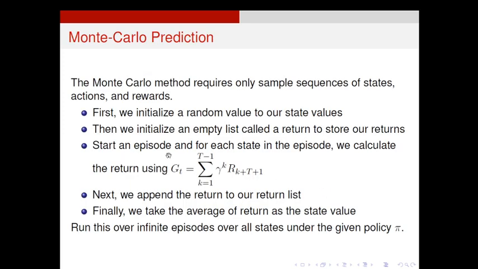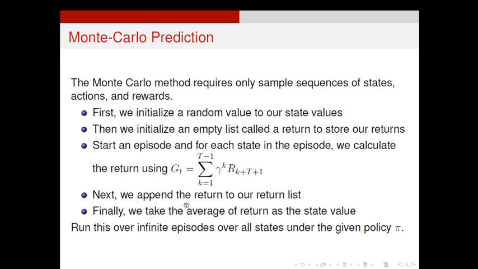Then start an episode, and for each state in the episode we calculate the return using G_t equals sigma k equals t plus 1 gamma raised to k r_{k+t+1}. This is the direct formula to calculate a return using the immediate rewards. This gamma is the discount factor. If gamma is equal to 1, it is simply the arithmetic sum. That's all. That means we start an episode, and for each state in the episode we calculate this return.